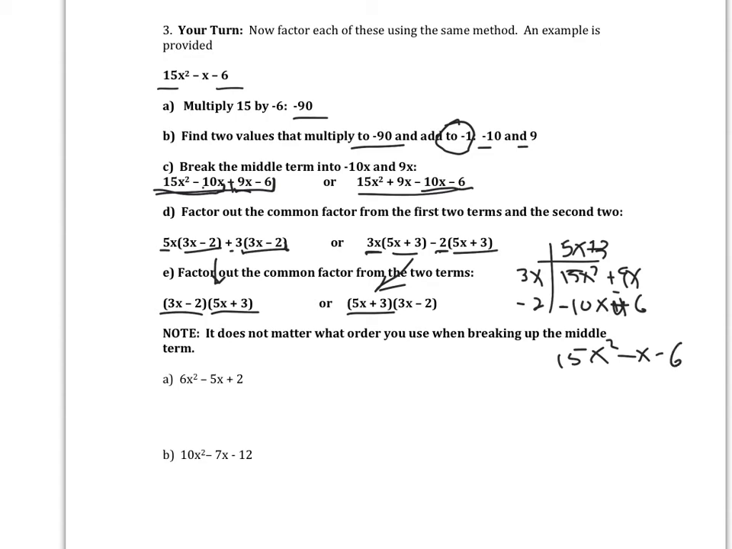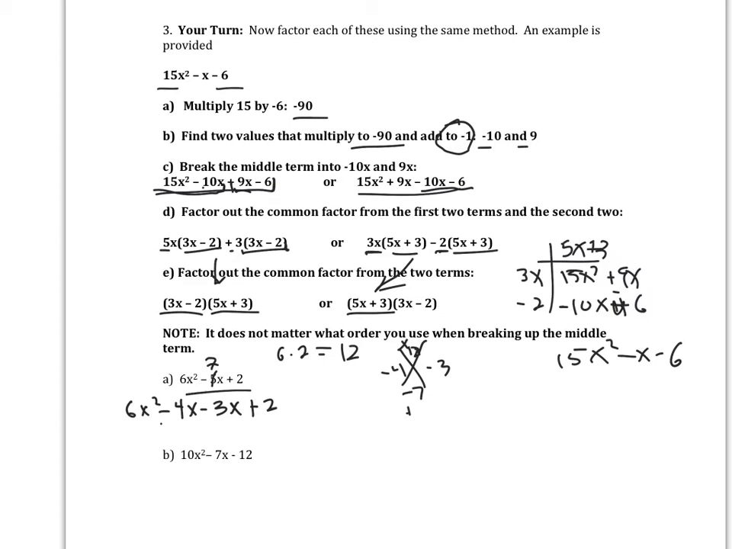Okay, let's do it with this one. All right, first thing, 6 times 2 is equal to 12. And by the way, this should be a negative 7, otherwise it doesn't work. Then we need two numbers that multiply to 12 and add up to negative 7. Those two numbers would be negative 4 and negative 3. So we'll say 6x squared minus 4x minus 3x plus 2. Again, negative 4x plus negative 3x is equal to negative 7x, so we didn't change the value.